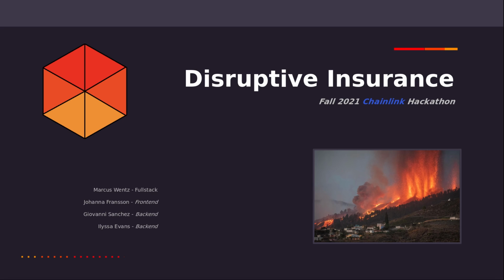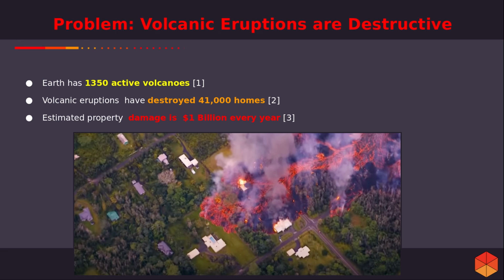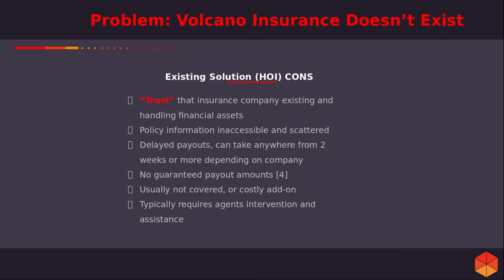Did you know that volcanic eruptions cause $1 billion in property damage every year? It's also estimated that 40,000 homes have been destroyed by volcanic eruptions. Volcanic eruption insurance typically is not covered, but if it is covered, then you have to trust that the insurance company will not hold up your claim.